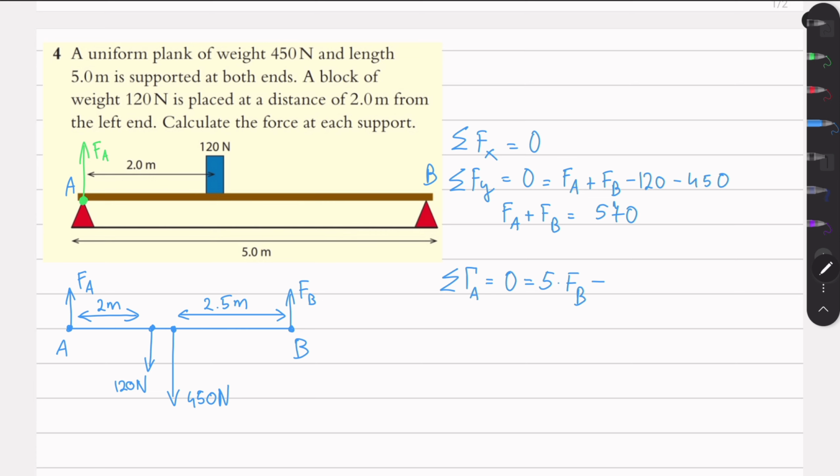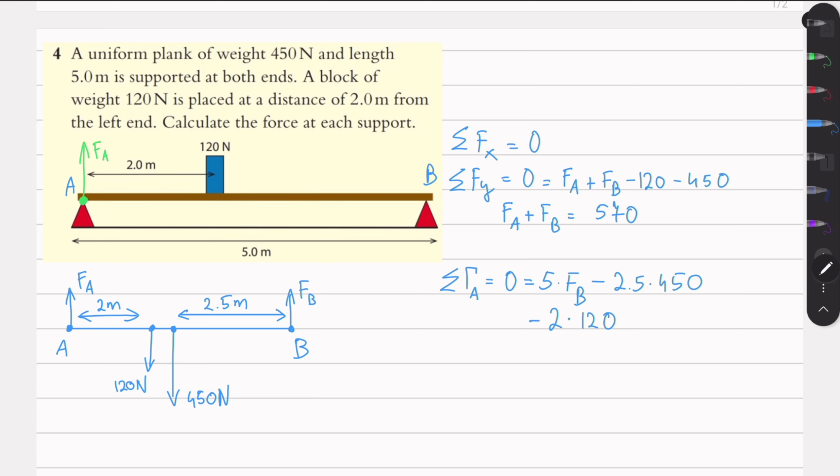So the arm of this force is now just going to be 2.5 meters, because this distance here is 2.5 meters. So we just say 2.5 times 450. And similarly, this 120 Newton force is also going to have a torque around point A. It's also going to be negative. So it will be minus 2 times 120.